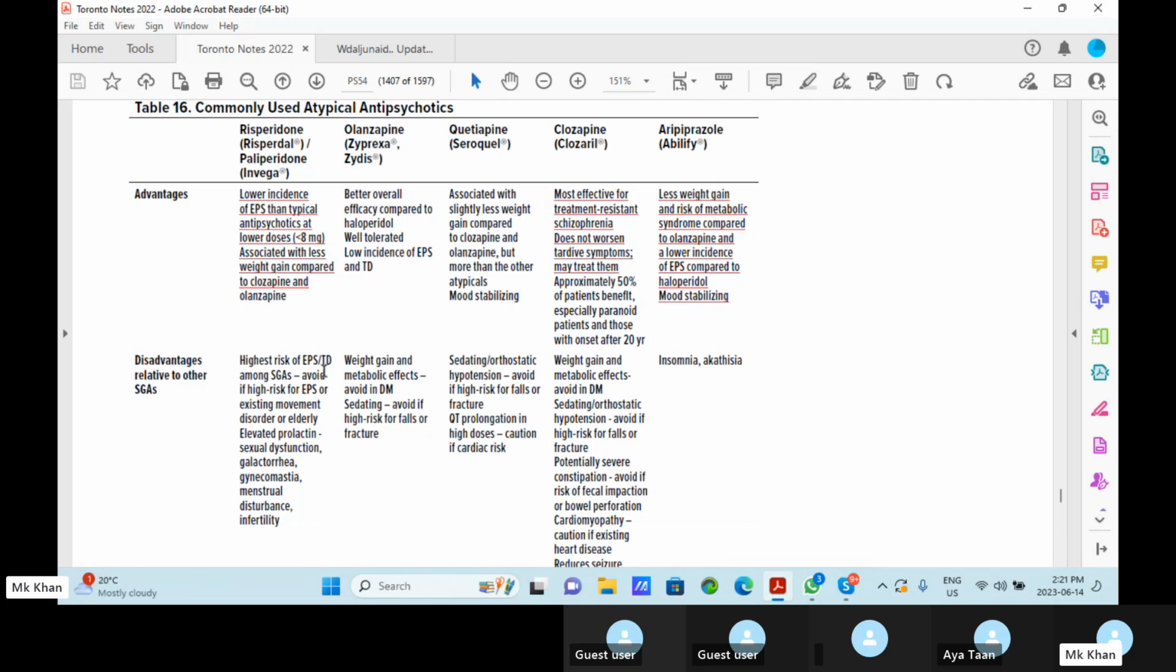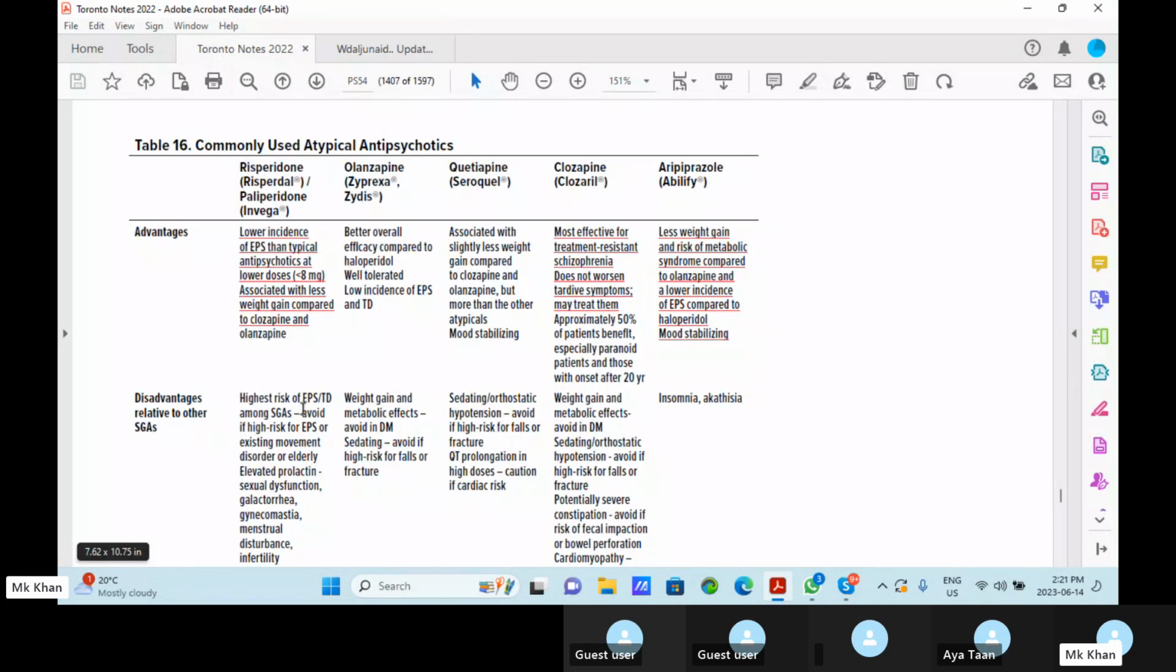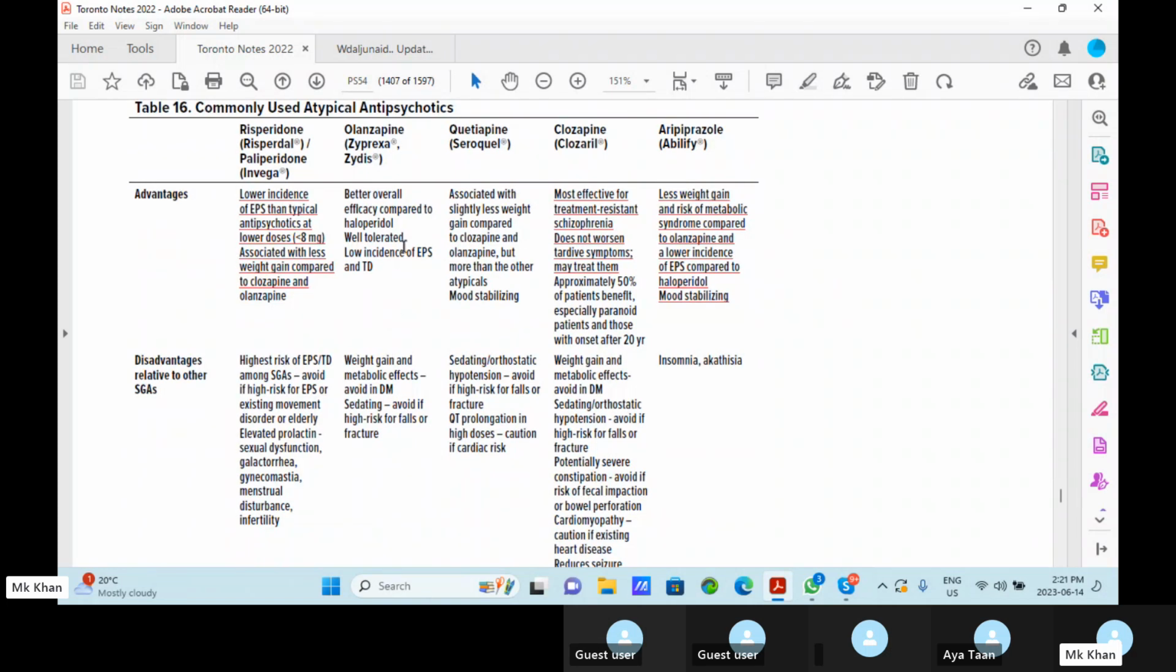Highest risk of EPS among SGAs, so avoid if there is a high risk of EPS. They can also cause elevated prolactin, sexual dysfunction, and all these. And then olanzapine is well tolerated with a low incidence of EPS, but the disadvantage is that olanzapine and clozapine cause the highest weight gain and metabolic effects. So avoid in diabetes because of this side effect.